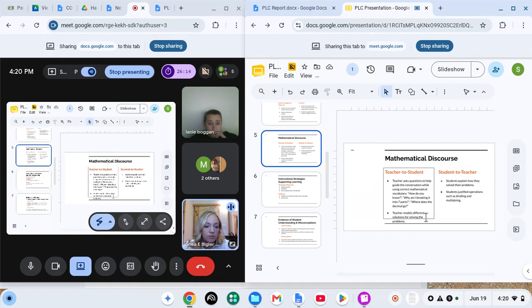And then we have our mathematical discourse. So the teacher to student, the teacher asks questions to help guide the conversation while using correct mathematical vocab. How do you know? Why am I breaking it into 7 parts? Where does the decimal go? Those sorts of things. And then she modeled different solutions for solving the problems. And then the student to teacher, they just explained how they solved the problems, and then students justified the operations that they're using, such as the division and multiplication.